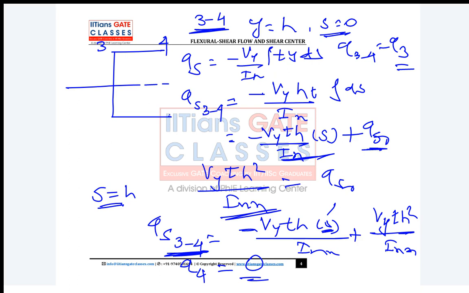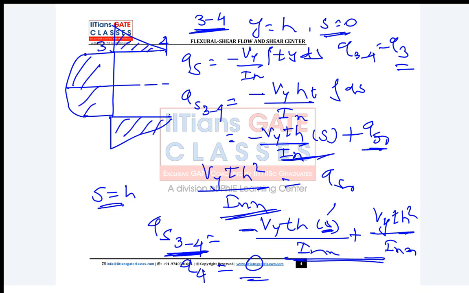The shear flow distribution, and you can see this equation is what, linear or parabolic, in terms of S? It's a linear equation, right? So you guys can see this is linear, and that was parabolic. Clear? Shear flow distribution clear, guys? How to do? Yes or no?